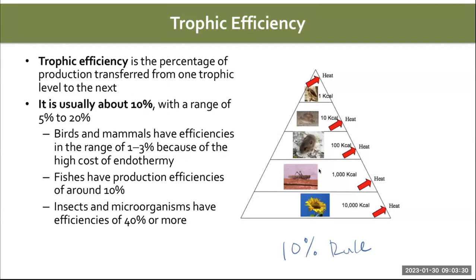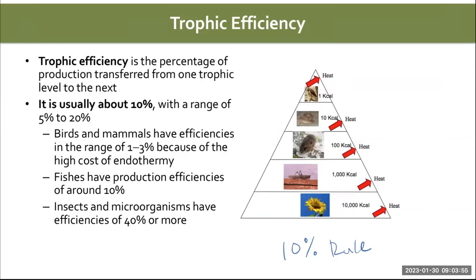Generally speaking, birds and mammals are even less efficient because we are endothermic. We use metabolism to maintain our body heat, and that's more energetically demanding. Insects, microorganisms, some invertebrates have much higher efficiencies. Fish, around 10%. And if we average it all out, it's around 10%, but there is a range. So just, again, accept this as a general rule.